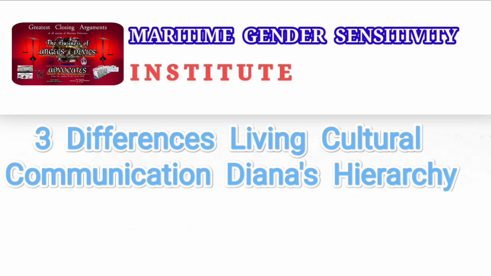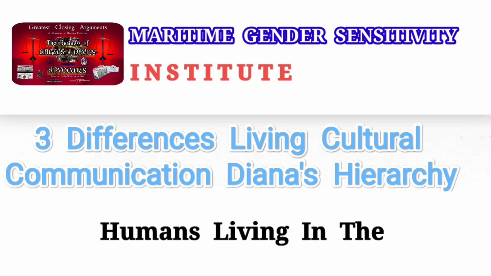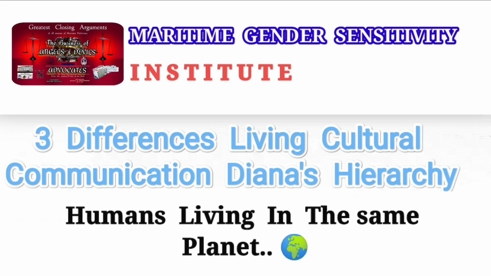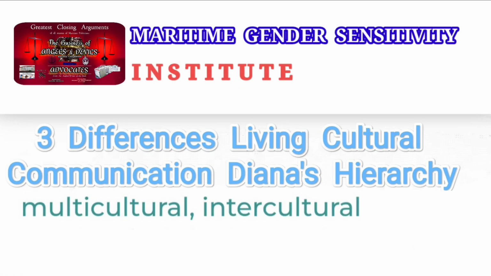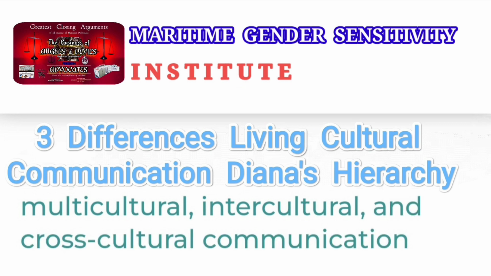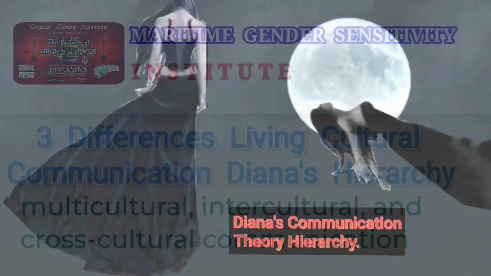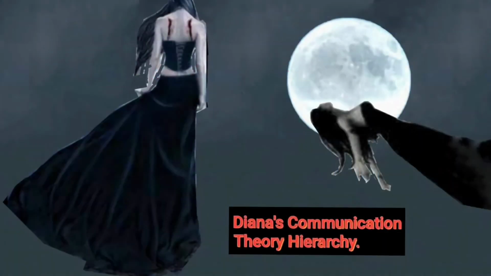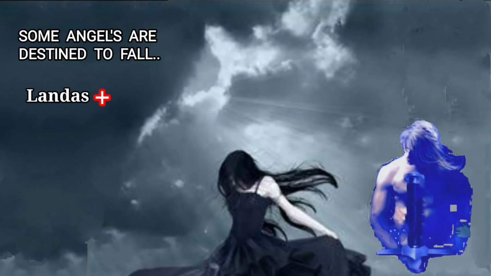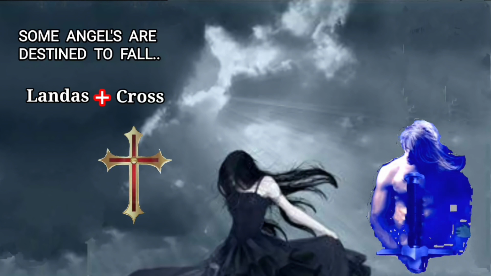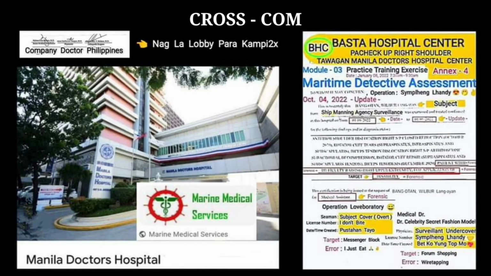So, the three cultural communication differences of humans living on planet Earth, same roof but different rooms, are: first, multicultural; second, intercultural; and the last is cross-cultural, which is the communication of the hierarchy theory. Landas ay nag-cross, may pato sa cross, pato kay boss, total equivalent equals cross communication.